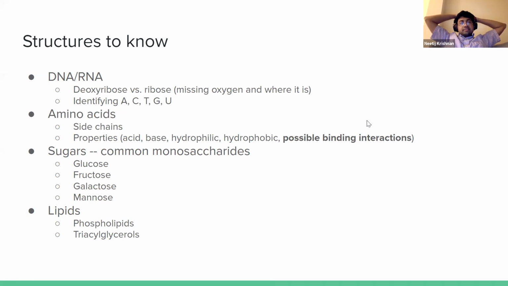Okay, sugars. Common monosaccharides are good to know, both in terms of Fischer projections and in terms of what they look like in, I don't know what those are called, the other 3D structure, the cyclic structure.